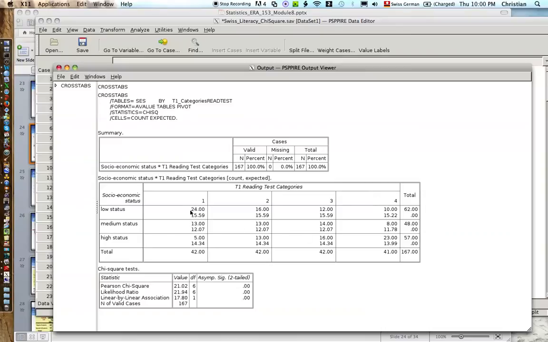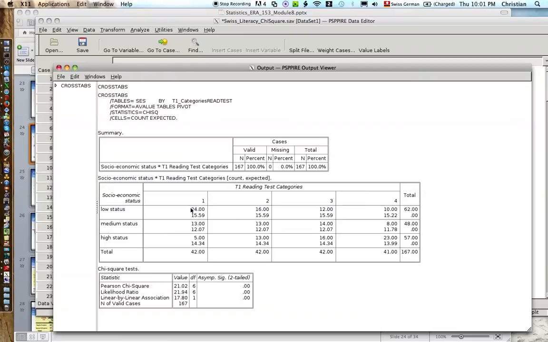Now, what you see here on the top is the actual observed counts. So of the 62 students with a low socioeconomic status background, we have 24 that are low achievers in the reading test, 16 are from 25 to 50%, 12 are from 50 to 75, and 10 are from 75 to 100. Below you see the expected frequencies, right?